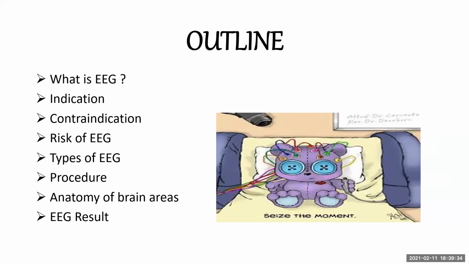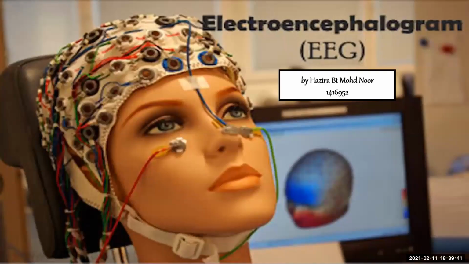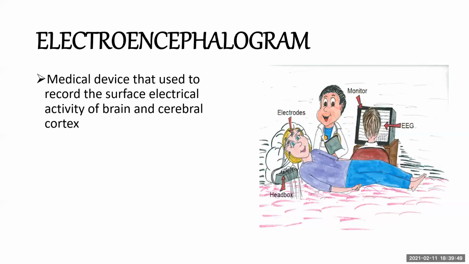Okay, my name is Hazira binti Muhammad Noor. I'm going to present regarding the electroencephalogram. Okay, next slide. This is the outline for my presentation. First, I'm going to discuss what is EEG, its indication, contraindication, the risk, the type of EEG. Regarding the procedures, I will touch a little bit of revision regarding the anatomy of the brain areas, and lastly I will talk regarding the EEG result.